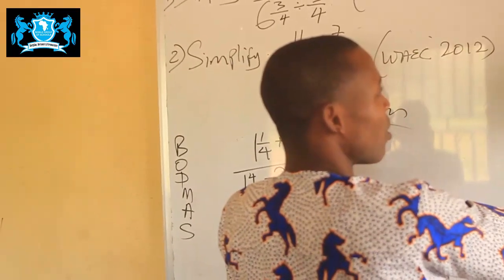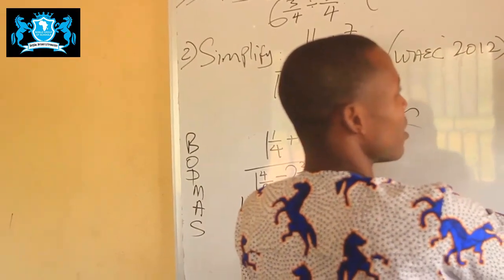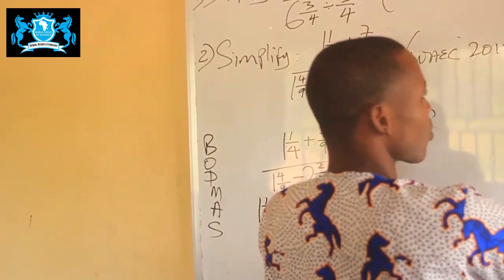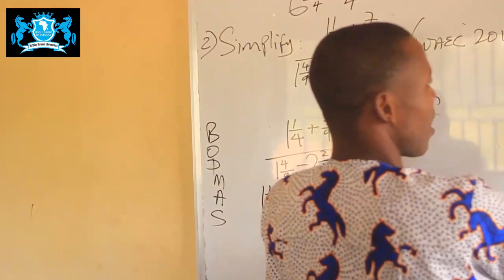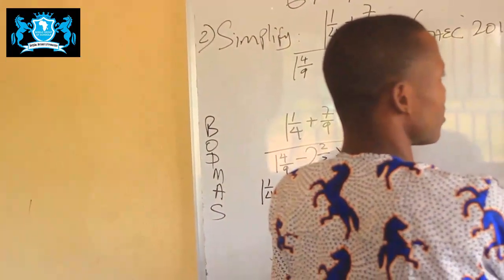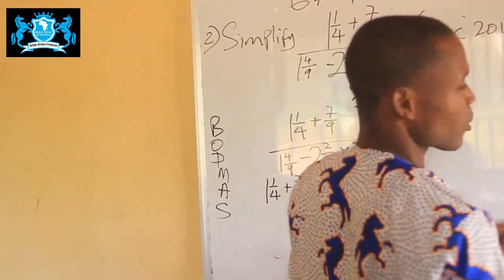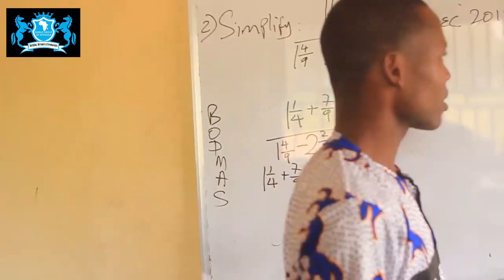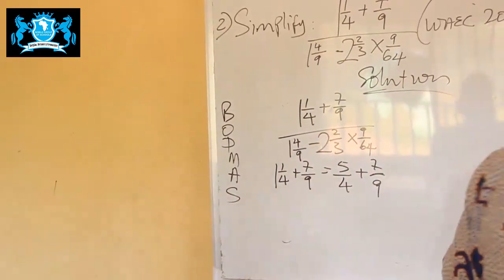2 into 2 is 1. 2 into 9 cannot go, bring it down. 3 can go. 3 into 9 is 3, 3 into 3 is 1, 1. So we now have 2 times 2 times 3 times 3. 2 times 2 is 4. 4 times 3 is 12. 12 times 3.